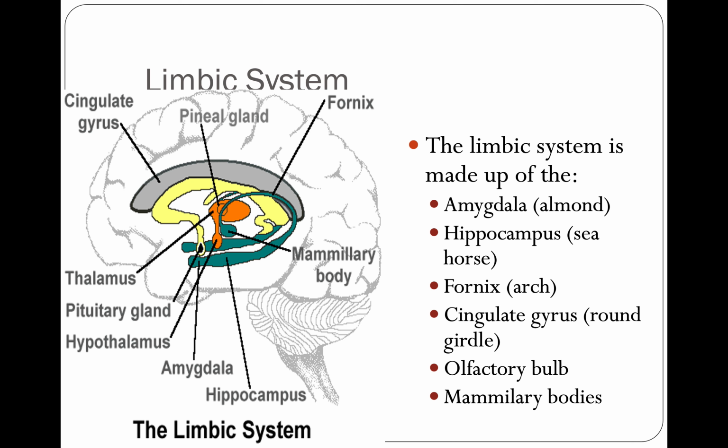The limbic system is made up of the amygdala, which means almond. It's shaped like an almond. The amygdala. Where are you, amygdala? Oh, there it is. That's the end here, the end of the hippocampus. The hippocampus, which means seahorse, looks like a seahorse. The fornix, which means arch, and the fornix, of course, is an arch. Cingulate gyrus, round girdle, and cingulate gyrus is here, structure right here. And olfactory bulb, where are you, olfactory bulb? Oh, it's not on here. And the mammillary bodies, these are the mammillary bodies.